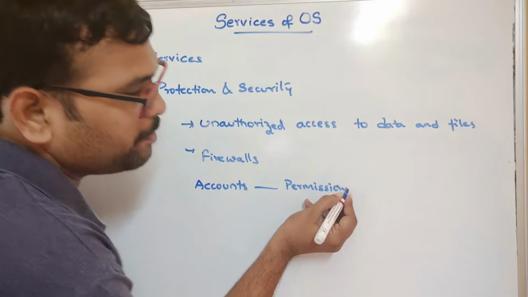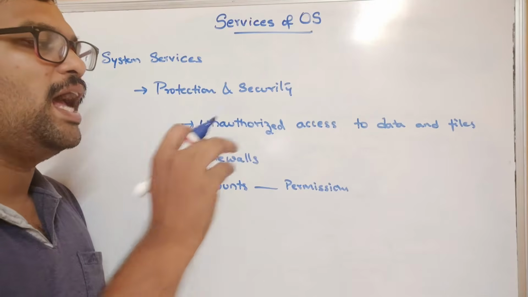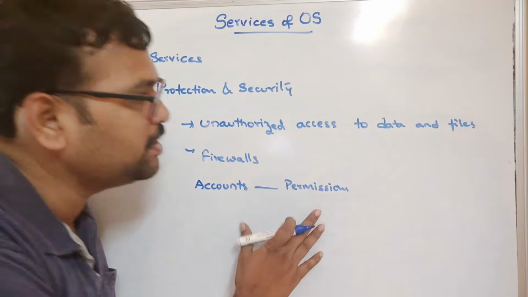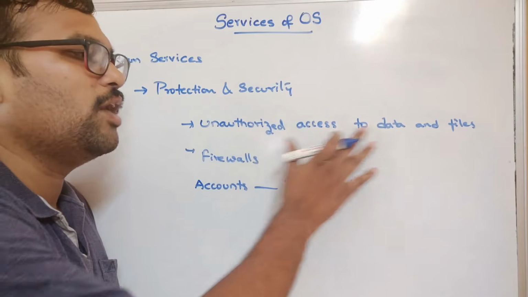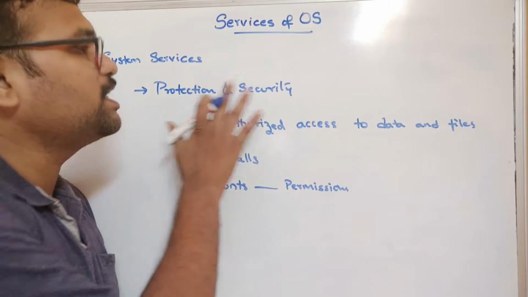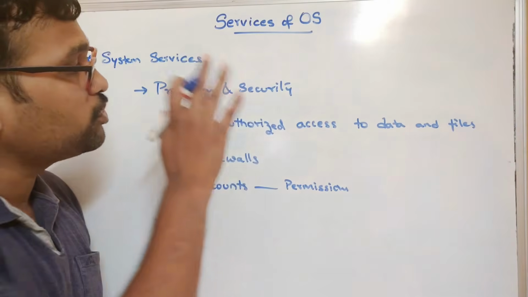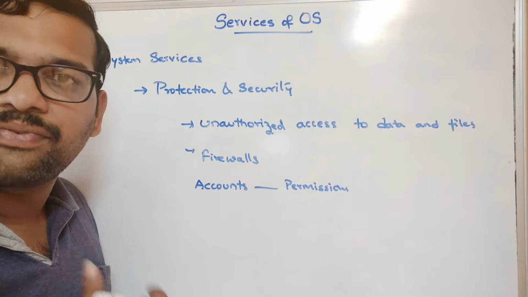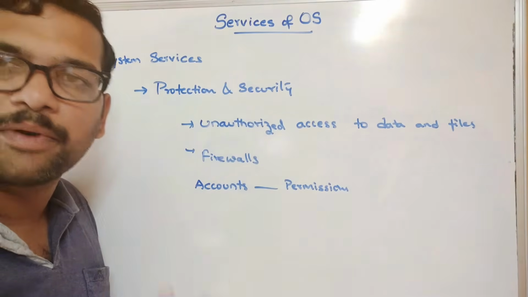Based upon the permissions, only the users who have the permissions can access the data, right? Without the permission, the data cannot be accessed by unauthorized persons. By this, protection and security will be achieved, and this is also one service provided by the operating system. So all these are the different services provided by the operating system.